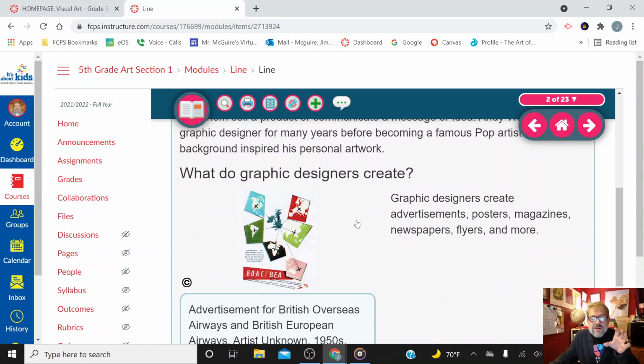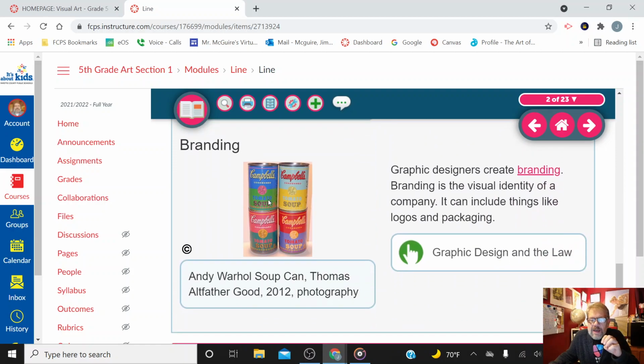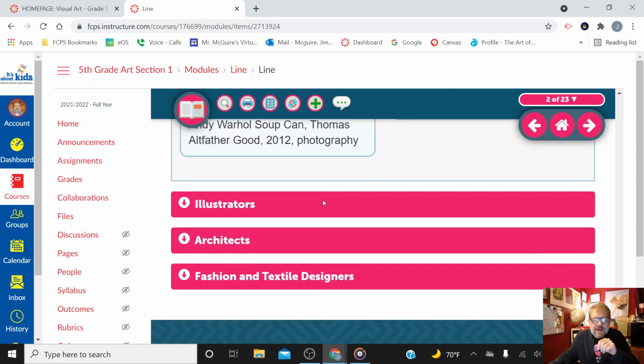What do graphic designers create? Well, anything from advertisements, posters, magazines, newspapers, flyers, and more. These are advertisements for an overseas airways company, British European Airways. Branding, and when we think about what types of brands, think about logos that go on brands. It can be things like the packaging. They're showing you the Campbell soup cans, but in the modern era, the Nike swoosh, the little Adidas triangle, those are real common branding logos.